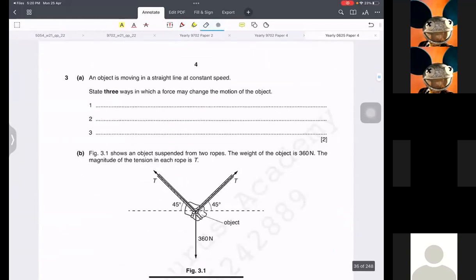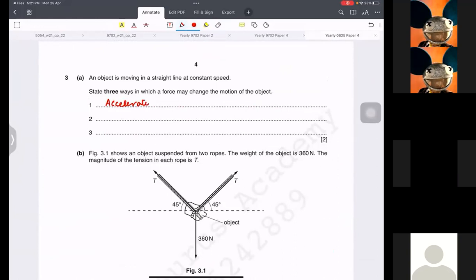All right, an object is moving in a straight line at constant speed. State three ways in which a force may change the motion. Okay, so force can do 3 things. I mean, it can do a lot of things, but mainly like 3 things. I'll tell you what. Number 1, it can definitely accelerate something. When you say accelerate, I mean you can increase the speed.